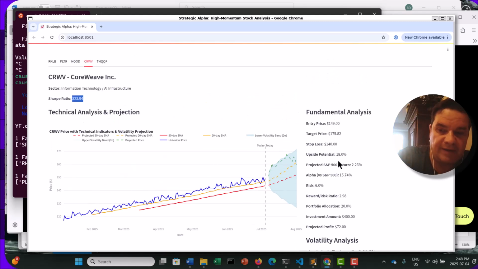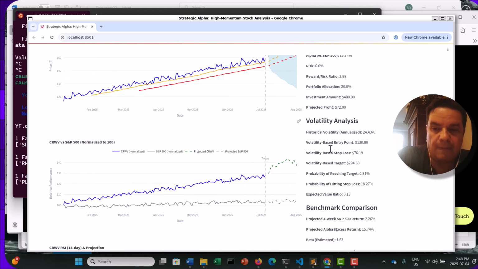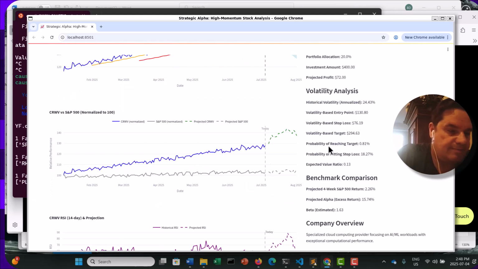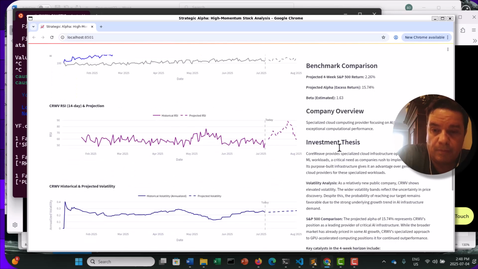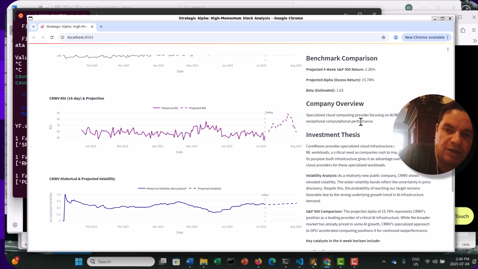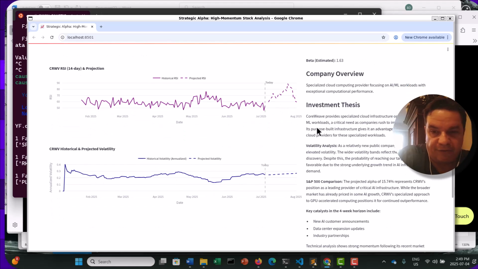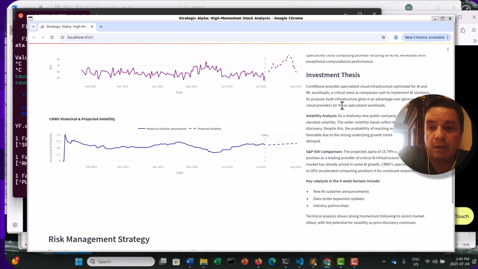So again, with CoreWeave, 18%, current price 149, target price 175, stop loss at 140. So even if you take a chance with this, chances are you lose a little bit of money, but not a lot, maybe a 10% haircut. If President Taco decides to do something that we don't know. So this company is a cloud computing provider focusing on AI and machine learning workloads with exceptional computational performance. So it's a fairly new company.